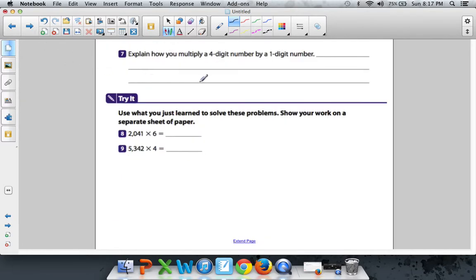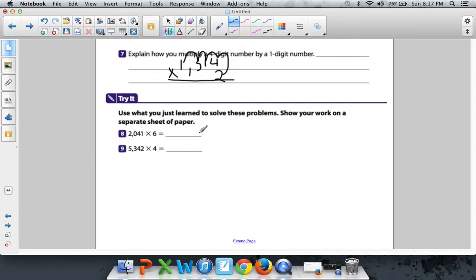Explain how you can multiply a 4-digit number by a 1-digit number. Simple. You take the 4-digit number, you put it on top, and you make sure that you multiply the 1-digit number, like whatever, 2, and you multiply it by every single piece of the 4-digit number.